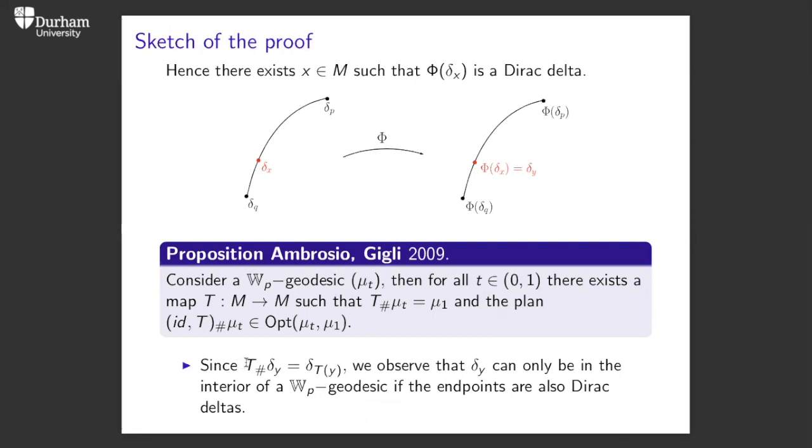since push forwards of Dirac deltas are always Dirac deltas, and we have an intermediate Dirac delta, this forces the endpoints of the Wasserstein geodesic to also be Dirac deltas, because this proposition tells me that there will be an optimal map that sends this measure to say this measure, and another that sends delta y to this. So this means that the isometry phi sends delta of p to another Dirac delta. Since this happens in a dense set, I'm done.